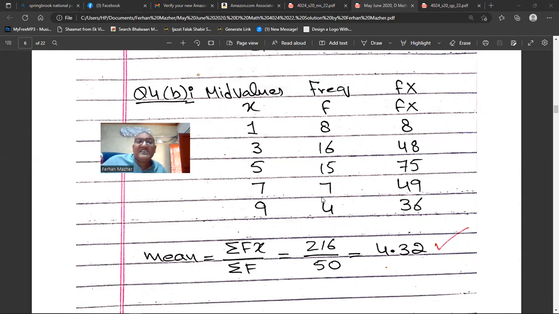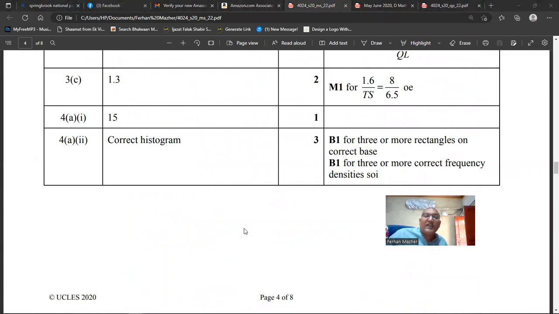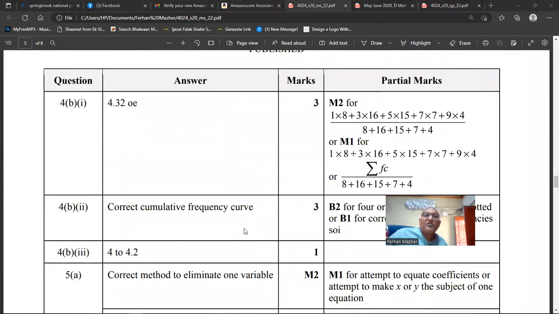So the mean is summation fx divided by summation f. You add up all the fx, that will give you the summation fx. You add up all the frequencies, that will give you summation f. So it is 216 divided by 50, so that will be 4.32. So the mean value is 4.32. So let's check the answer. So this is the correct histogram. We have drawn that, and 4.32 is the right answer, sir. Okay.